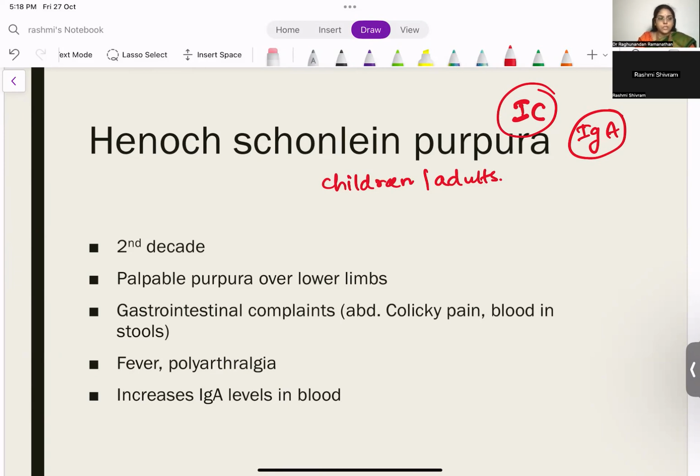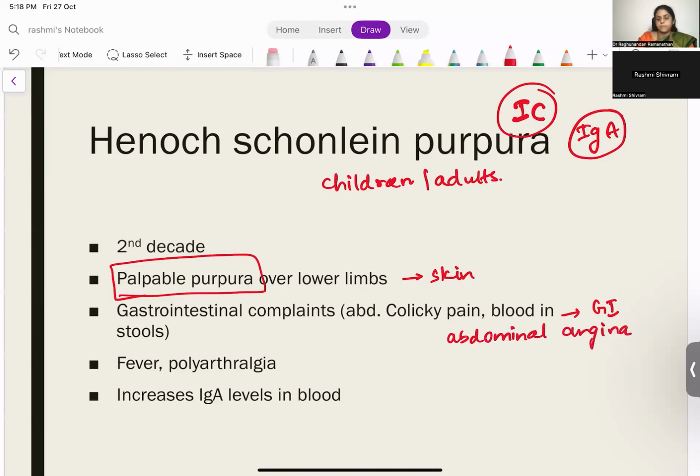So what all are involved in these patients? You can have skin involvement. When the skin is involved, you will have palpable purpura. We saw the picture first itself. It is palpable purpura over the limbs. Then the GI can be involved. So what will the patient have? The patient will have abdominal angina, right? Then the patient can have fever and polyarthralgia, which are constitutional symptoms, right?